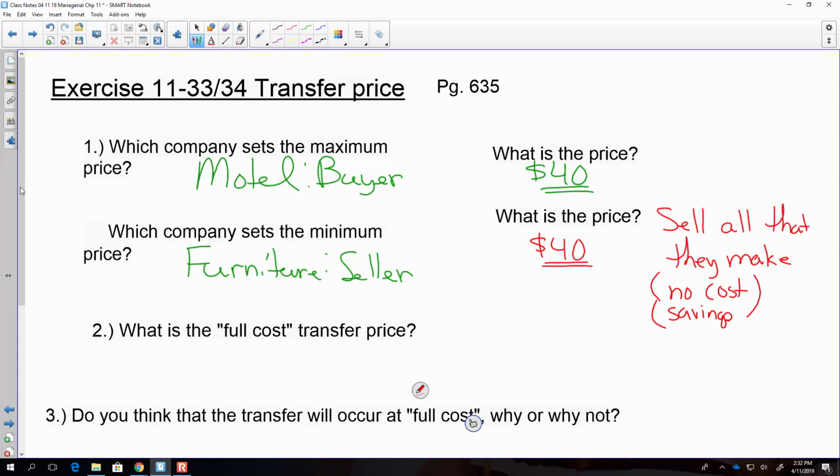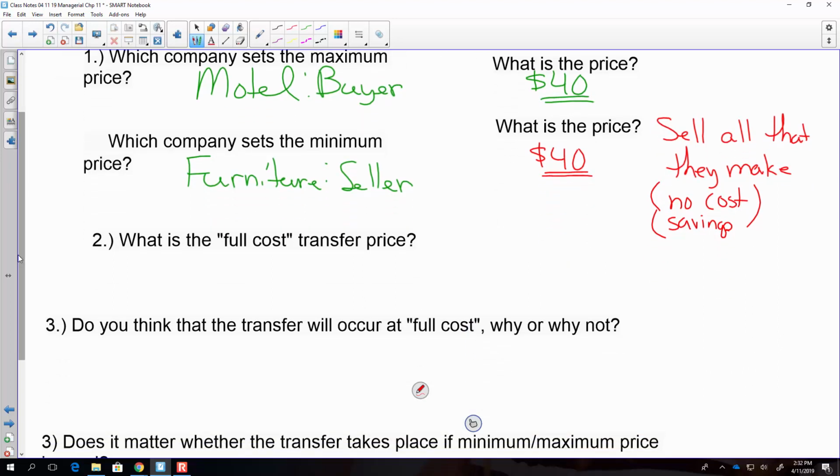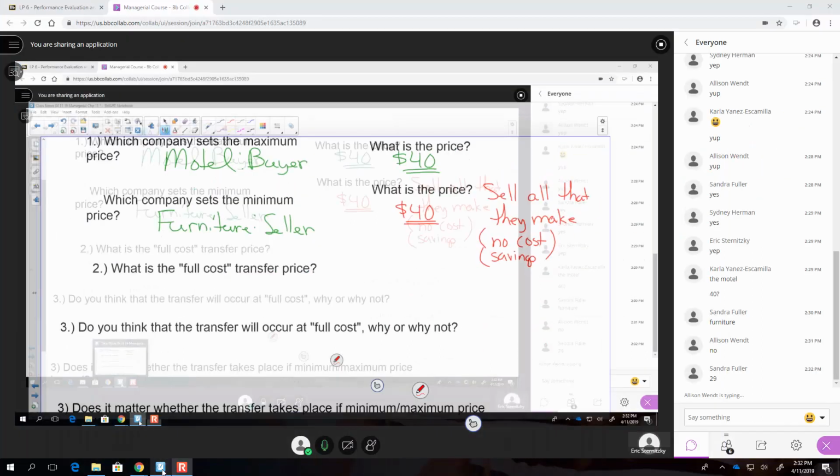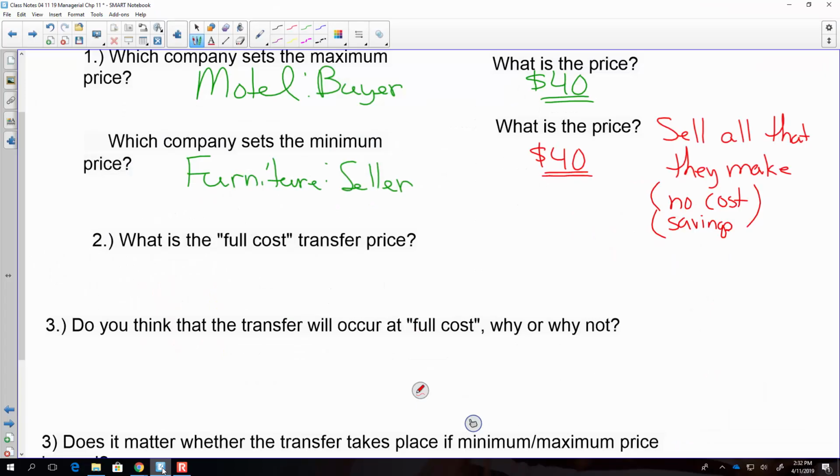So the second question says, what is the full cost transfer price? And that's given to us, which is what amount, guys? Yeah, 29. Excellent, guys. 29 is the full cost. And just remember, full cost means direct materials, direct labor, variable overhead, and fixed overhead. Perfect. Excellent.